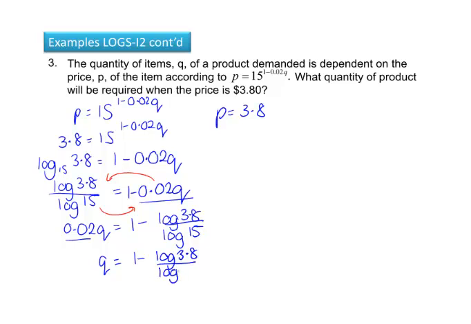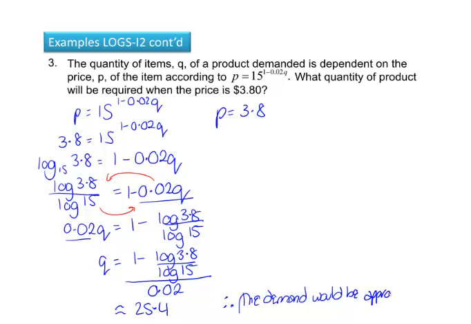One thing that's different in TM Plus, we don't want you to keep approximating all the time. You want to leave it till the end. When you plug that in your calculator, you get approximately 25.4. So therefore, the demand would be approximately 25 items at $3.80.